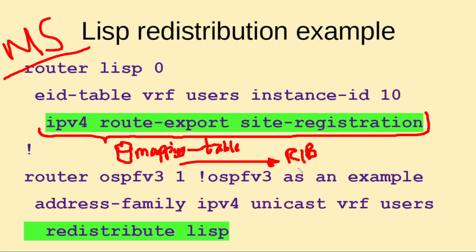And now that we can see these routes within the routing information base, we can execute the redistribute command that we are familiar with. We can now execute redistribute LISP, so we can now inject these prefixes from the RIB into whatever traditional IP routing protocol we may be using. That's it.